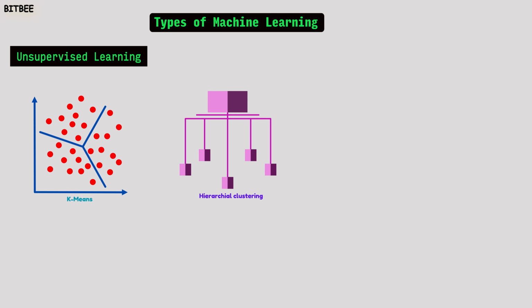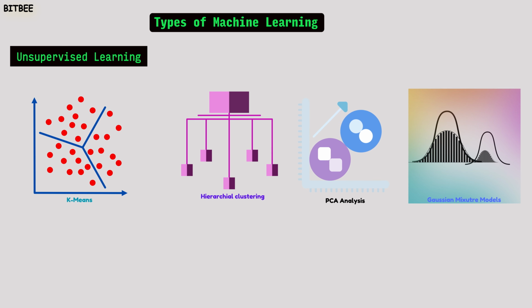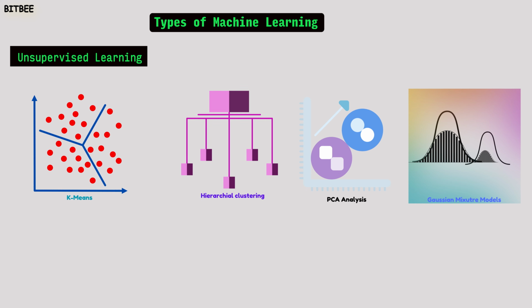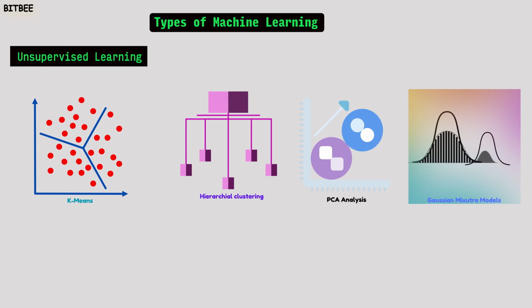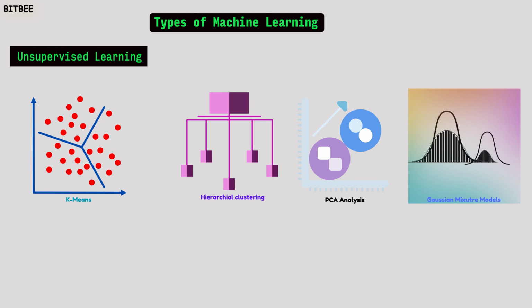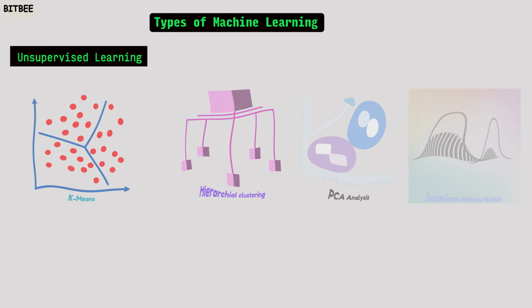The following are some examples of clustering algorithms: k-means, hierarchical clustering, PCA analysis, Gaussian mixture models, and many more. That is all about unsupervised learning. I hope you got the basic idea of how unsupervised learning works.